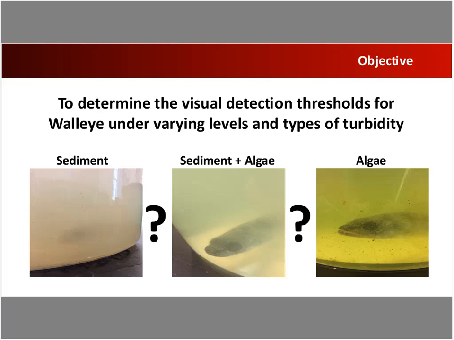As you can see here, the far right picture is the walleye in sediment treatment. The middle is sediment plus algae, a combination of the two treatments, and the left is an algal treatment. What we're studying is whether there are changes in the visual detection thresholds under these different turbidity types.